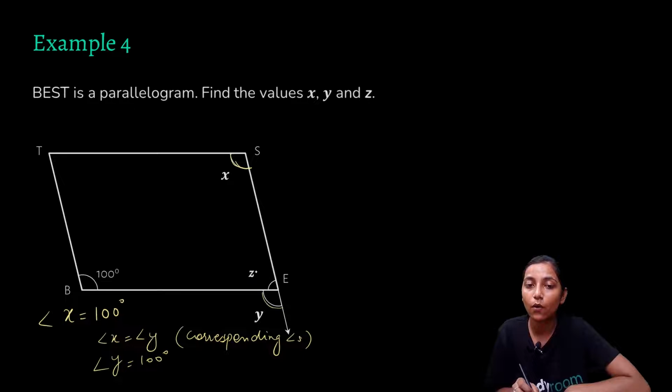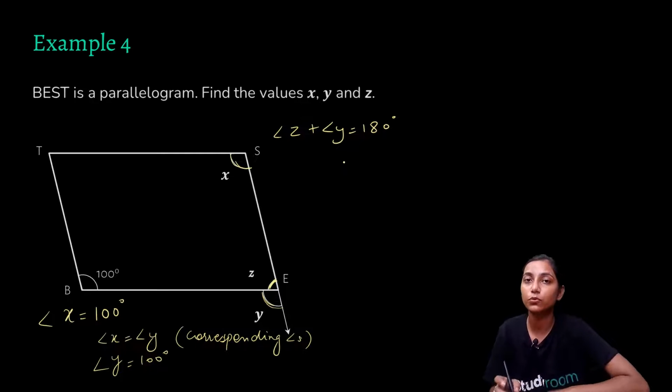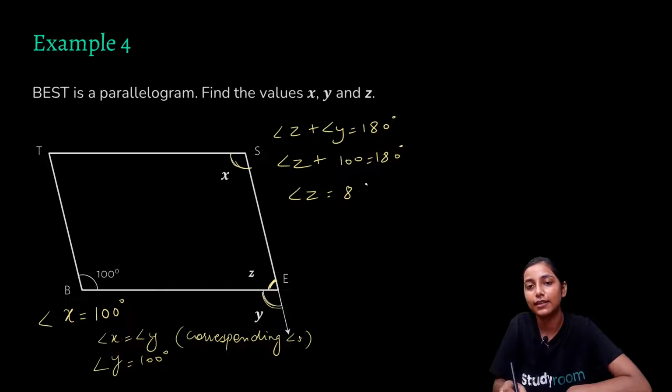We need to find now angle Z. Here you can see that Z and Y form a linear pair. What does that mean? Linear pair means that the sum of these two angles is going to be 180 degree. We have angle Y as 100, so Z plus 100 is equal to 180 degree. So our angle Z is going to be 180 minus 100, that is 80 degree.